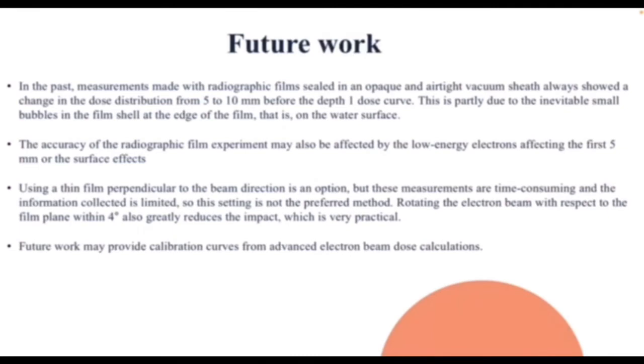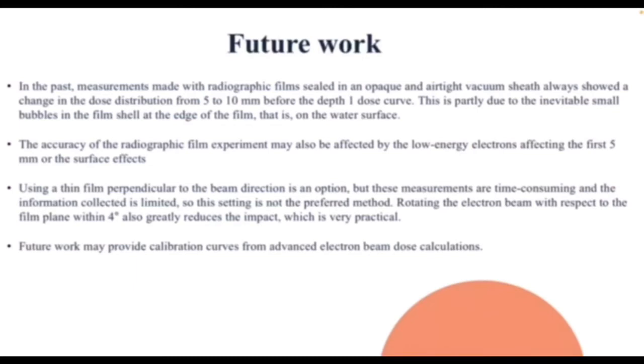Now, the last part of this presentation is the future work. In the past, measurements made with radiographic film sealed in an opaque and airtight vacuum tube always showed a change in the dose distribution from 5 to 10 millimeters before the depth dose curve. This is partially due to the inevitable small bubbles in the film shell at the edge of the film, that is, on the water surface.